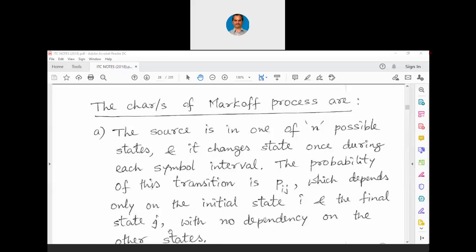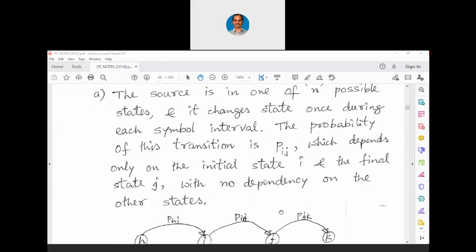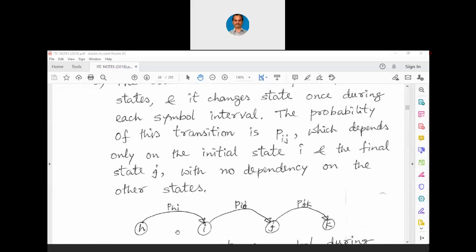Now this is the first characteristic of the Markov process. Let me move on to the next characteristic. You can see here, let us say from state H to state I, it is PHI. State I to state J, PIJ. From state J to state K, PJK. Now this PJK has no dependency on PIJ, and PIJ has no dependence on PHI. This is my home. Incidentally, it is H only. Okay. This is my home.